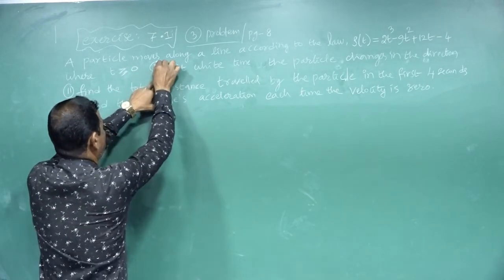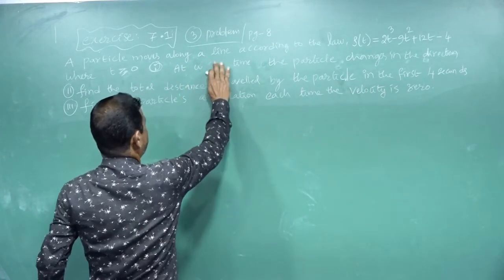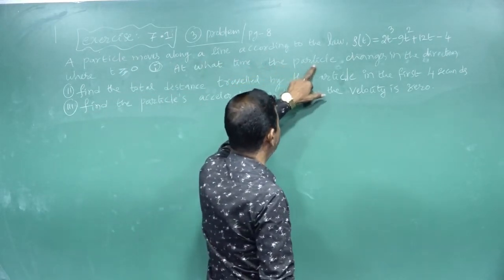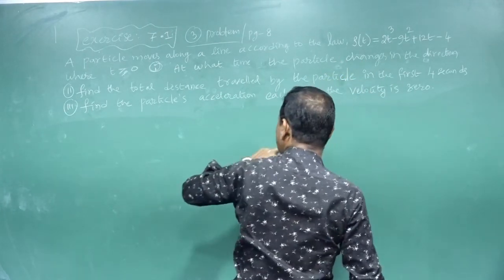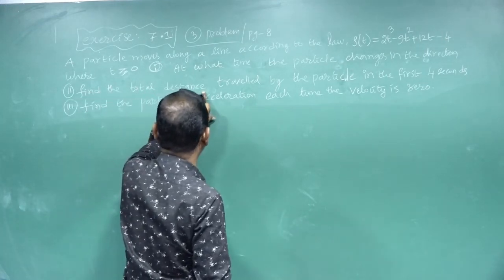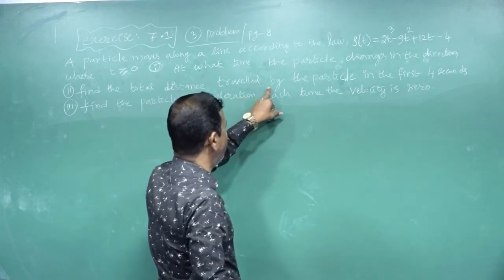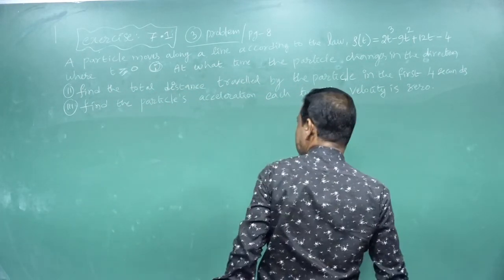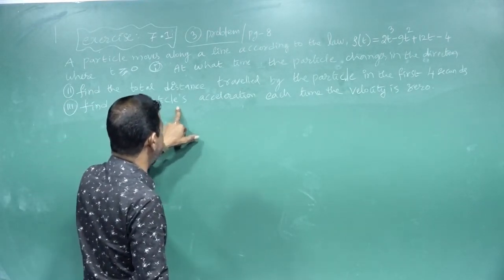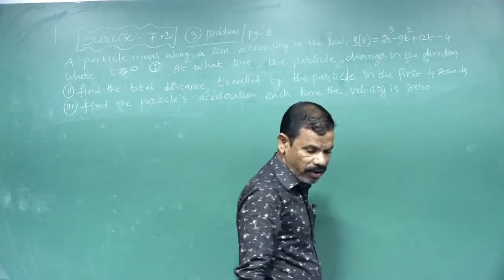In this, subdivision number 1: at what time does the particle change direction? Second question: find the total distance traveled by the particle in the first 4 seconds. Third question: find the particle's acceleration each time the velocity is 0.